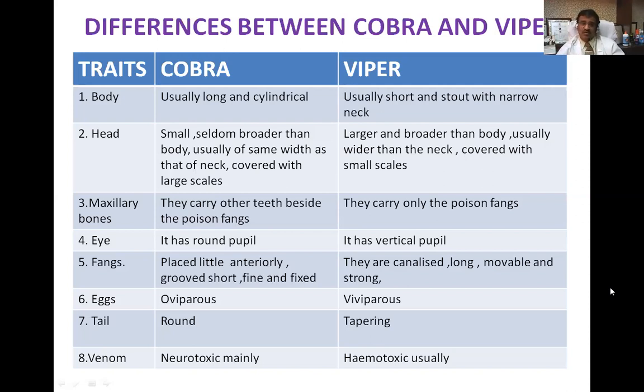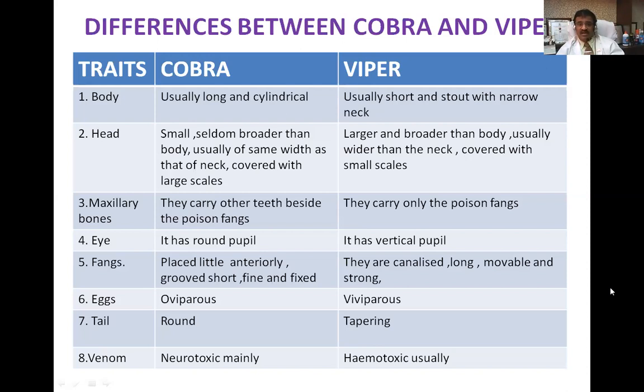There are eggs in the cobra because the cobra is an oviparous animal. It lays eggs, whereas the viper doesn't lay eggs. It gives birth directly to its babies, just like mammals, because all these cobras and vipers belong to the class Reptilia, and they all fall under the Ophidia group.